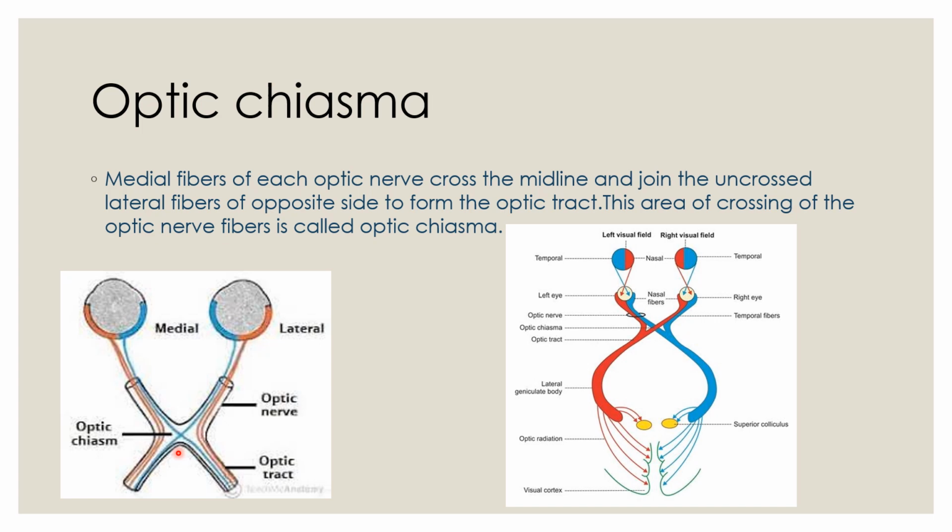Now which are the lateral fibers? These orange ones. Blue colored are the medial fibers and orange are the lateral fibers. These are uncrossed. Crossing takes place only between the medial fibers of the optic nerve here. This crossing forms the optic chiasma.